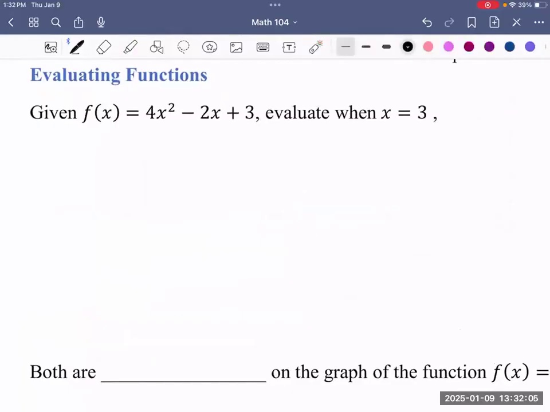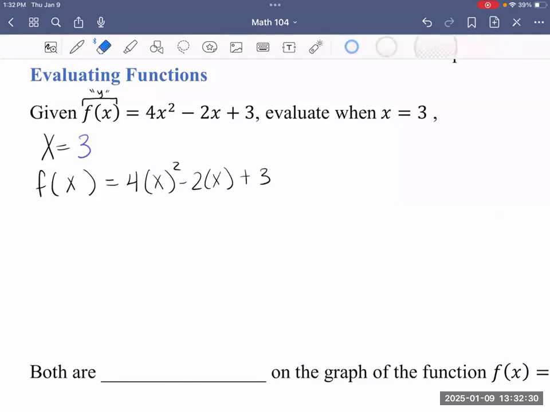So if we know that x is equal to 3, I want to know what happens if I plug a 3 into my function. Now keep in mind, f of x is another way to say y. It's just an easy way to show what value is going in. So originally we had f of x is equal to 4x squared minus 2x plus 3. Now I'm going to eliminate my x. And now that my x's are eliminated, I'm going to plug in 3. That's what my new x value is going to stand for.